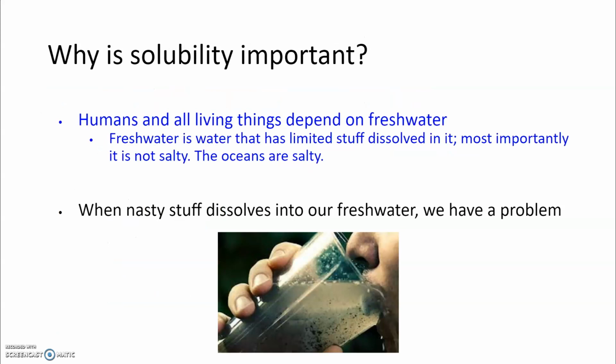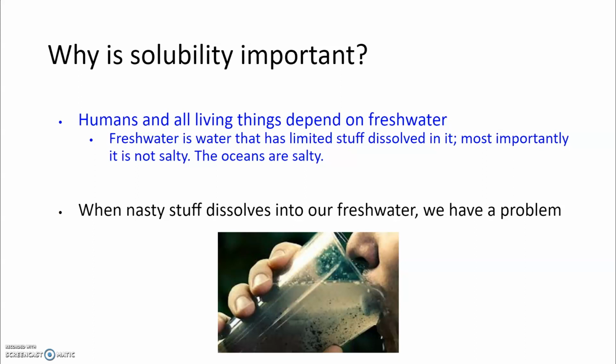So the reason solubility becomes so important is that humans and all living things depend on fresh water. Right? We depend on the water that's around us that's not salty, and it doesn't have a bunch of crap dissolved in it, so it's safe for us to drink. When nasty stuff gets into our fresh water, we have a problem because it's often soluble in the fresh water, and so then we don't necessarily even know that it's in there.